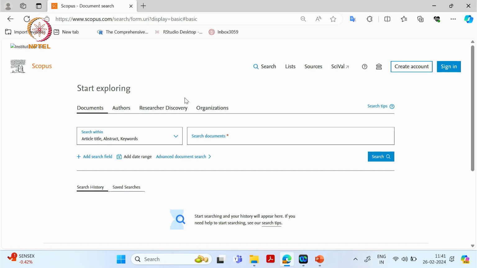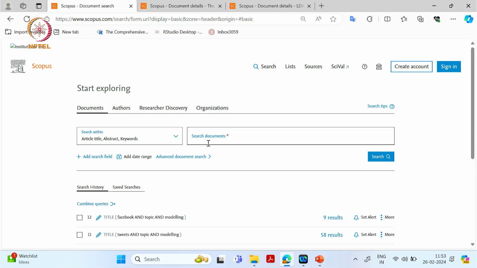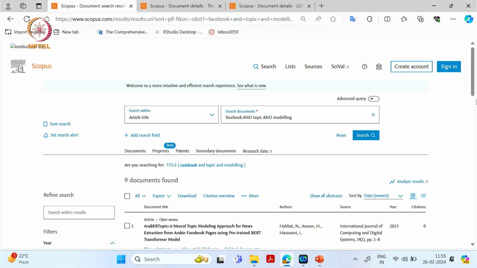We have already discussed what Scopus is and how we extract the data from this particular database. So I am searching here Facebook and topic and modeling. What I am saying here is that in Scopus, search all the documents where the titles have Facebook, topic and modeling, all those 3 words in the title itself. So these are the 9 documents which have been retrieved from Scopus.